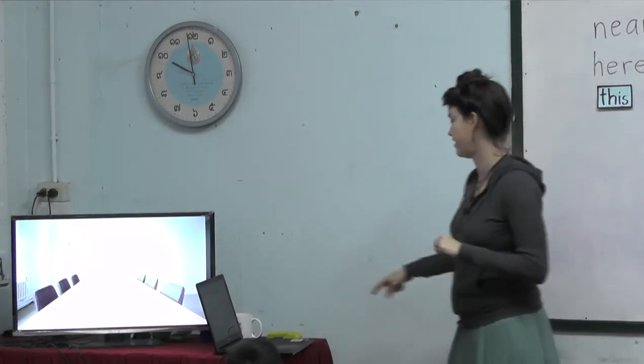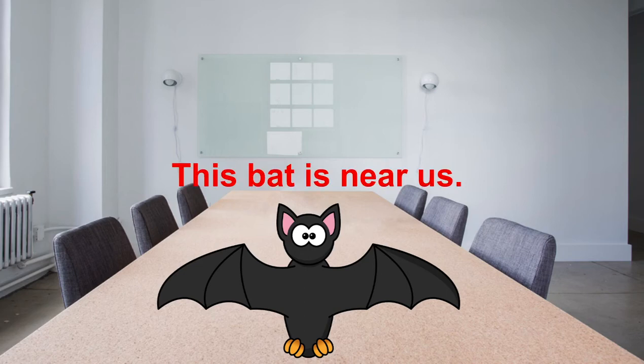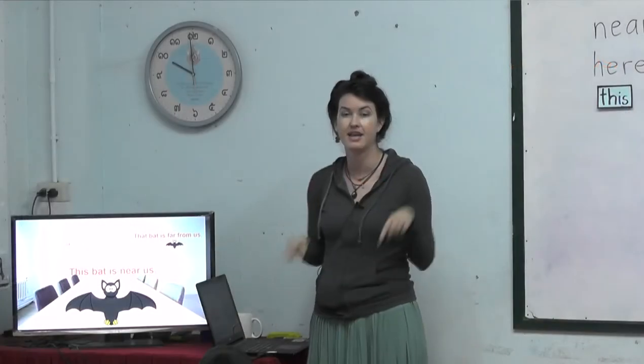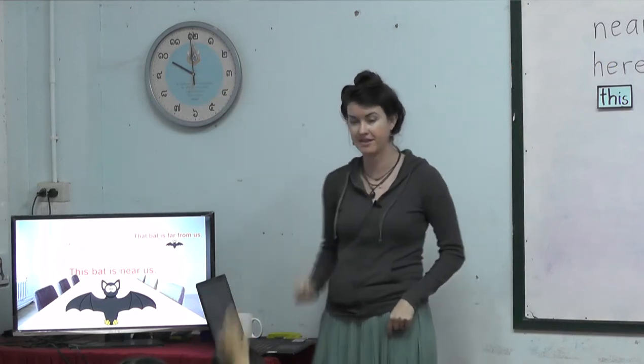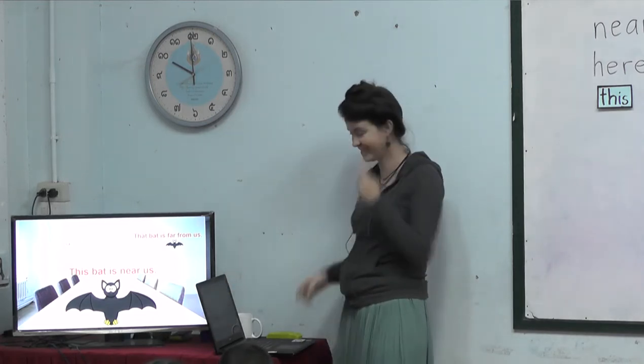Very good. Very nice. What's this animal? A bat. Like Batman. This bat is near us. That bat is far from us. Good. That bat is far from us. But this bat is near us. Very nice. We have near, far, this, that. Yes, my friend. That and bat. They rhyme. Yes. Good. They sure do. Good thinking.